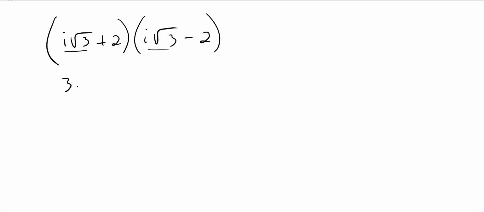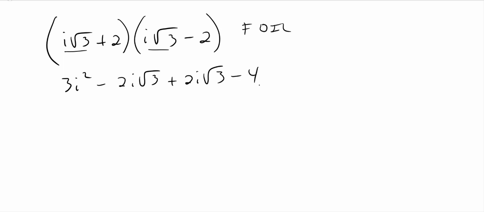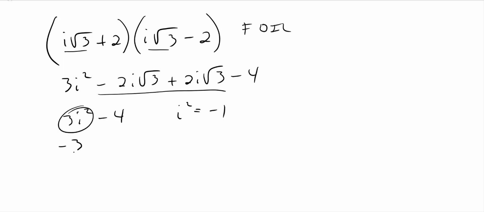So this gives us 3i squared. i times i is i squared. Again, we're using FOIL. So first, outer, so minus 2i root 3. Inner, plus 2i root 3, and last, minus 4. Now the beauty is these cancel, don't they? So you wind up getting 3i squared minus 4, and if you left that as the answer, I'd mark it wrong because you see an i squared there. And if you look at your little chart, i squared equals negative 1. So that is just negative 3 minus 4, so the answer is negative 7. That's your final answer, negative 7.